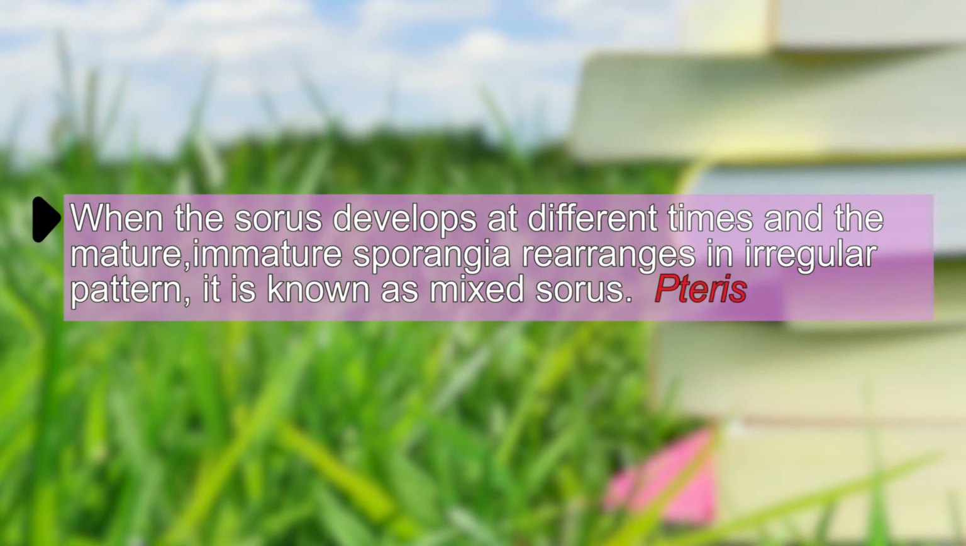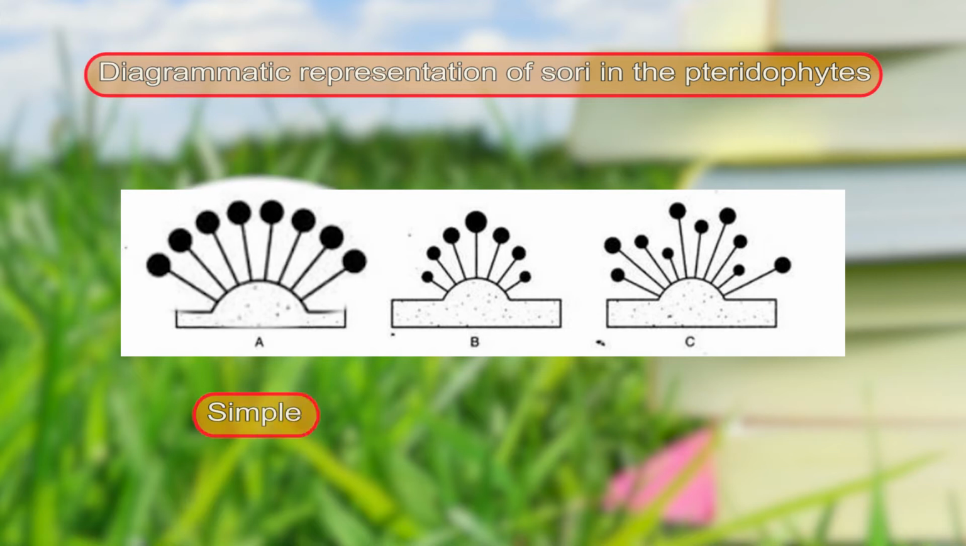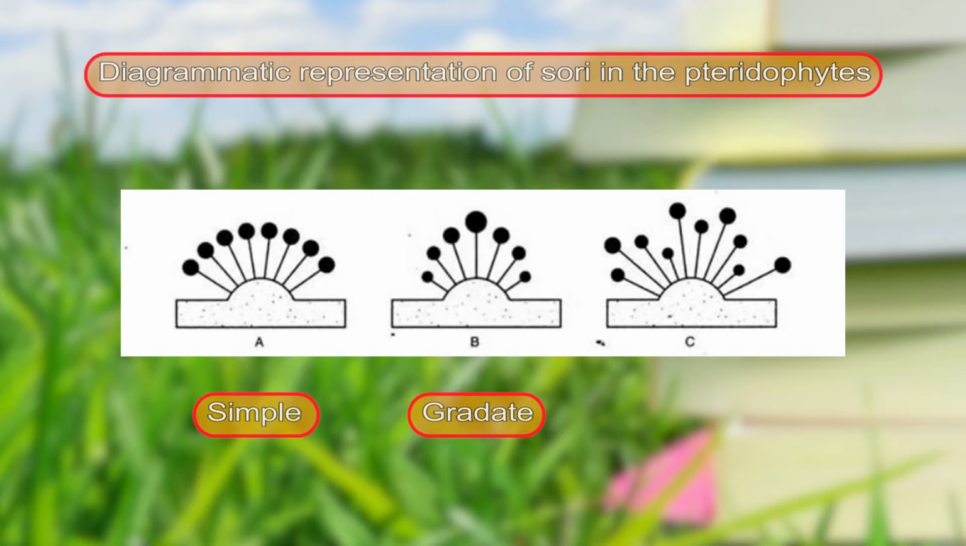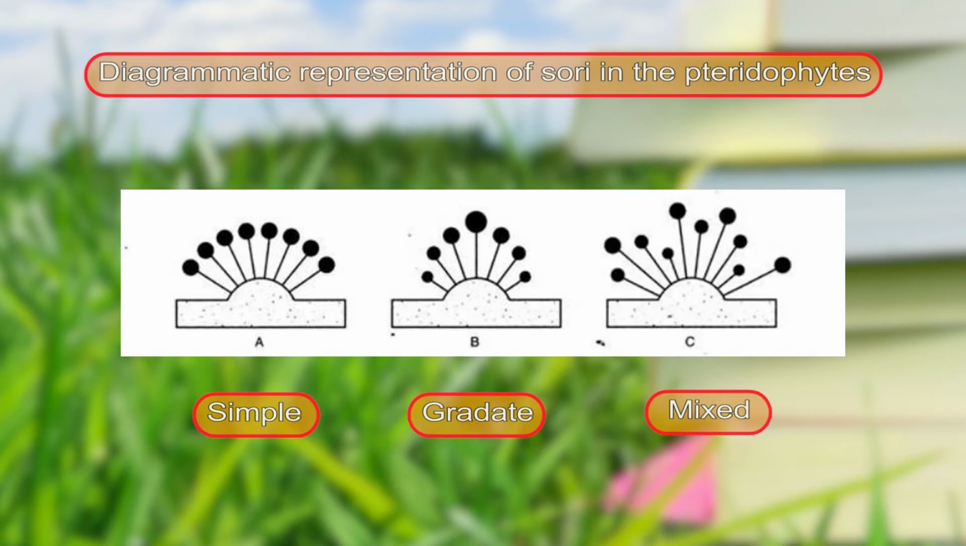For example, Pteris. If you can see this picture, in the first one, this is the simple sorus, where all these sori, as you can see, are present in the same line. Here, the middle one is the matured one, whereas these are relatively younger. But here, they are irregularly arranged and there is no definite pattern of formation.